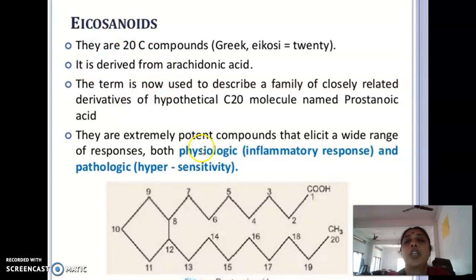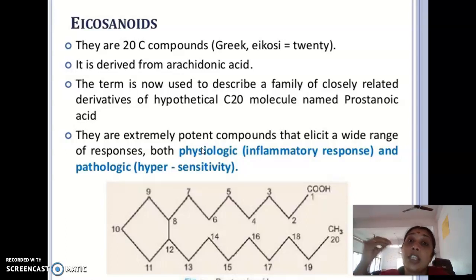And they are very potent compounds. Very important for the body, they act at various levels. The immune system requires them. Then they act on the cardiovascular system, smooth muscle contraction, right? Then kidney functioning, then inflammatory actions. Even to induce pain, prostaglandins are there.